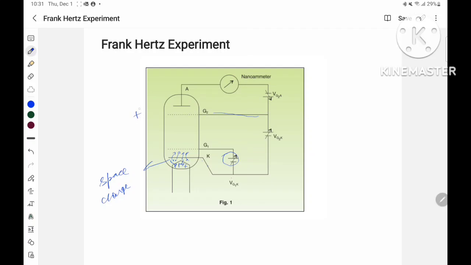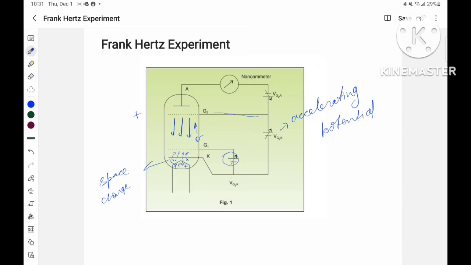Okay, so this potential, between grid 2 and cathode K, is Vg2k, and this is our accelerating potential. Okay, now what will happen? Once we apply this accelerating potential, this will create an electric field like this in the tube, and because of this electric field, the electrons will be accelerated towards the grid. That is why it is called the accelerating potential.